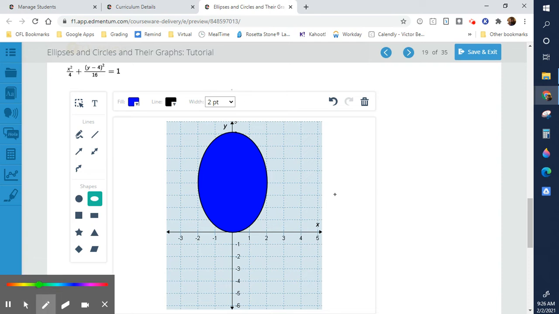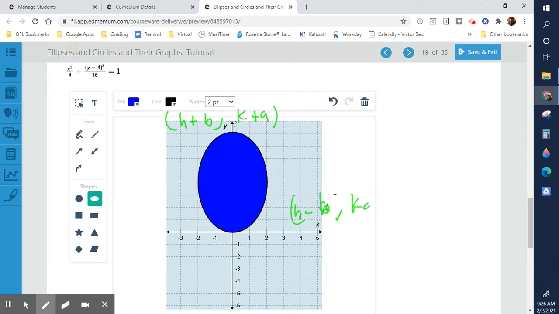So you literally have to go to h plus b in this case, comma k plus a. Oh, actually, I did those backward. No, I did those correct. That, and you have to go all the way down to h minus b, comma k minus a.